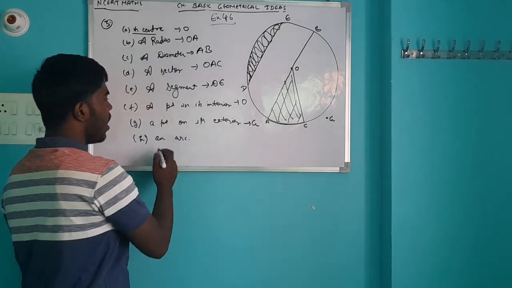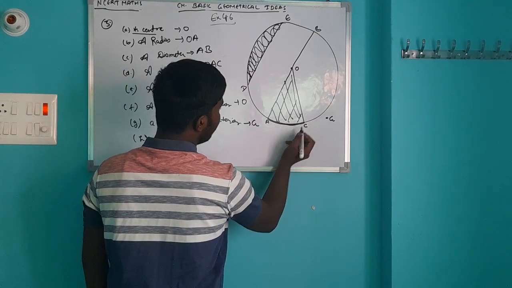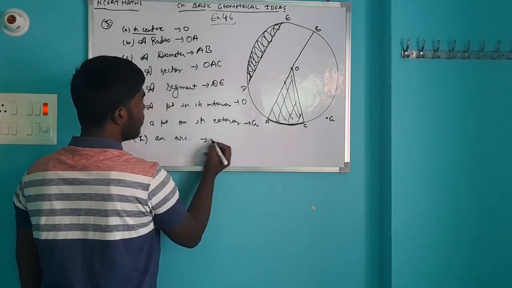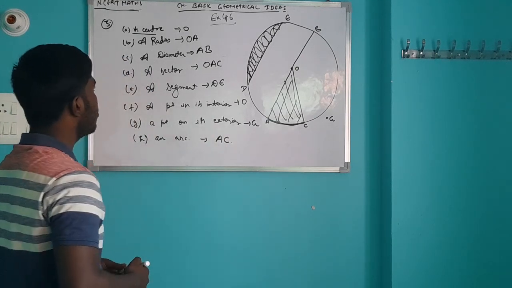Last point, we have an arc. So the arc will be this, which is very helpful for making a sector, which will be AC. So this is all about our third question.